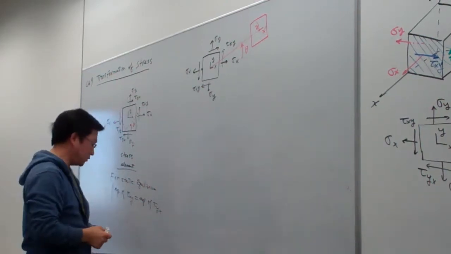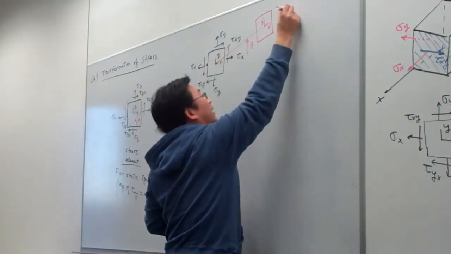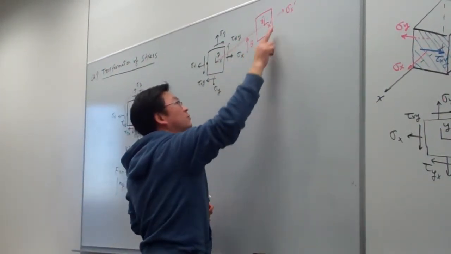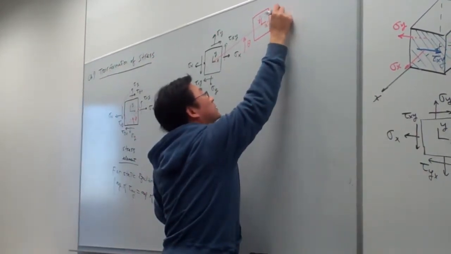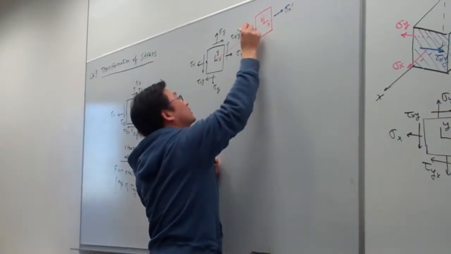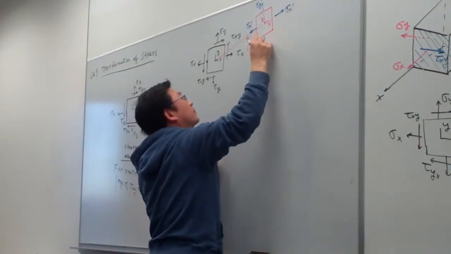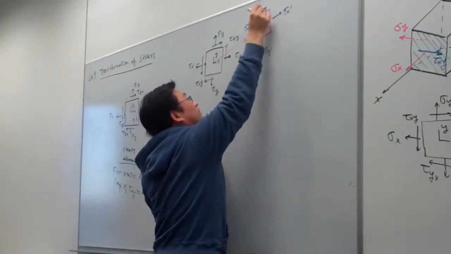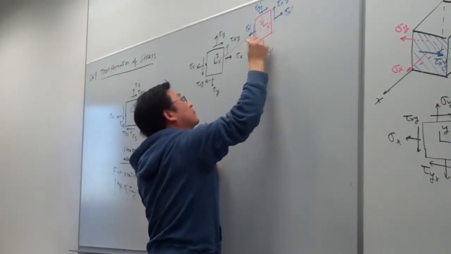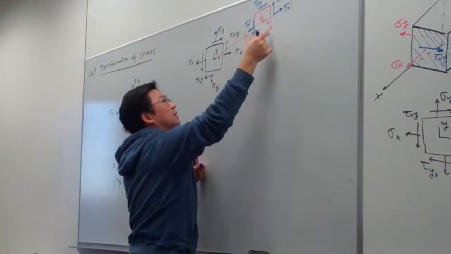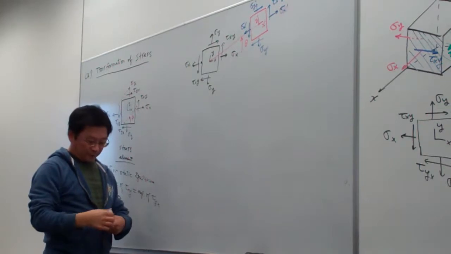In the new orientation, we are interested in looking for sigma x prime, that is the normal stress corresponding to the new orientation. So that is sigma x prime, and here is sigma x prime, and here is sigma y prime, sigma y prime, and the same thing we have the tau x prime y prime, the same thing here. So that is the distribution of the stress in the new oriented stress element.